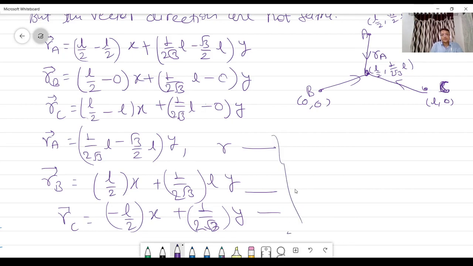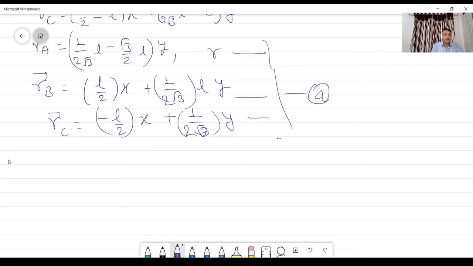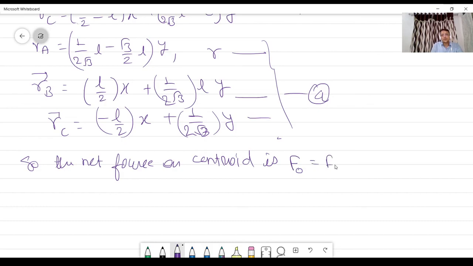Let's say this entire set of equations is equation number A. Now what we can see is that since there are three charges and we need to find the force on a certain charge which is at the centroid, the net force on the centroid is given by, let's say, FO, which is equal to FA plus FB plus FC.